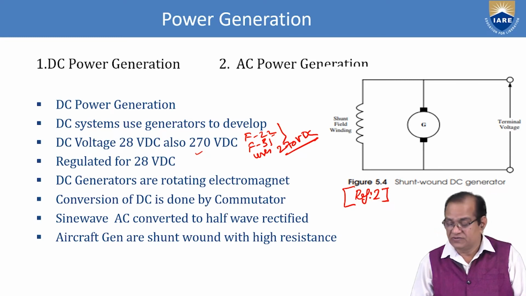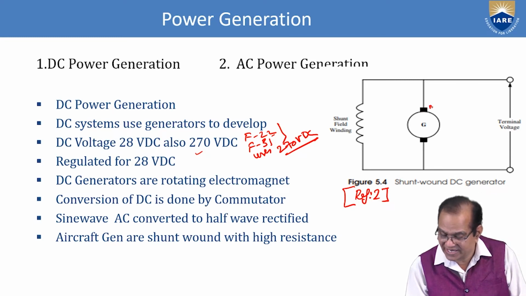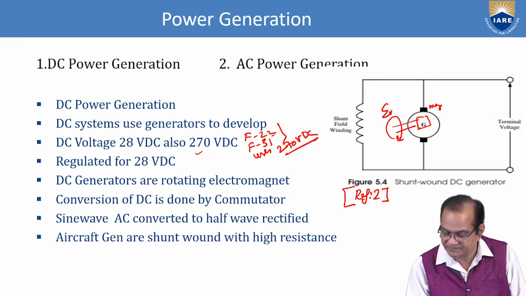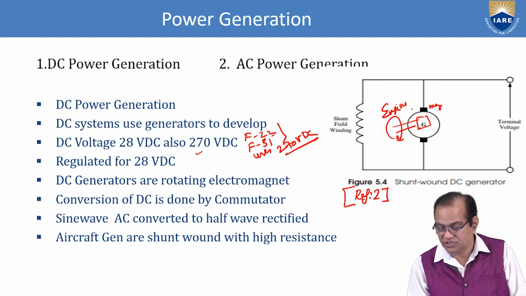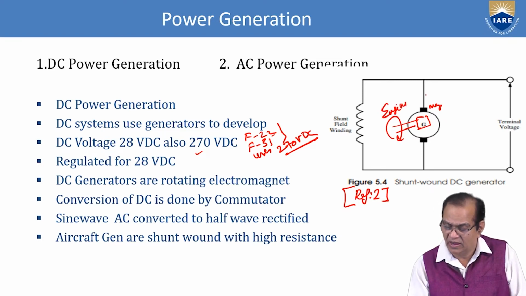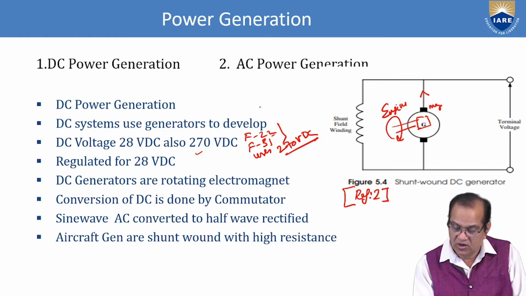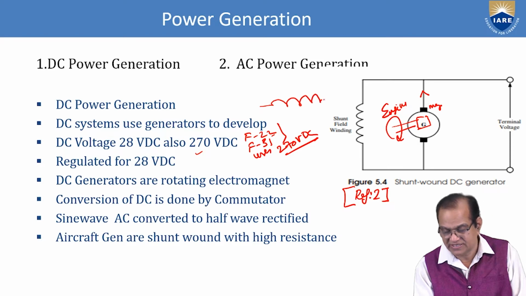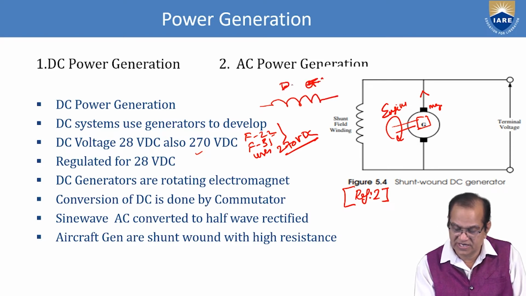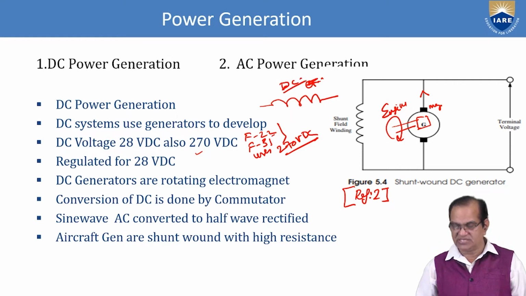DC generators: here we have the magnet and here we have the coil. This has to be rotated by some engine. After this rotation, the current will be generated, and here it will be made like this. This is AC, this is the DC. Sorry, this is the DC generator. It is generated.